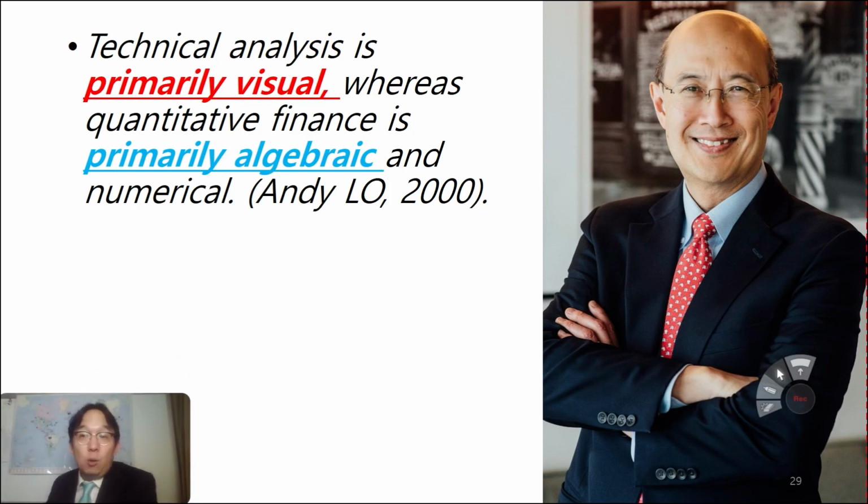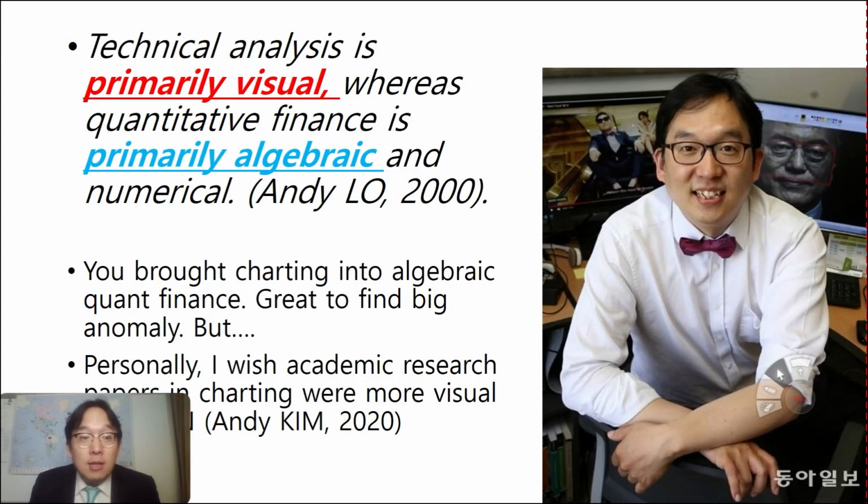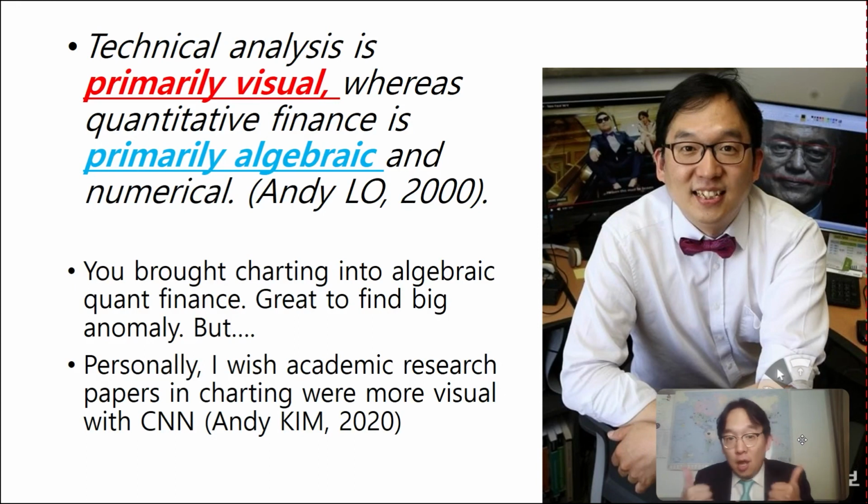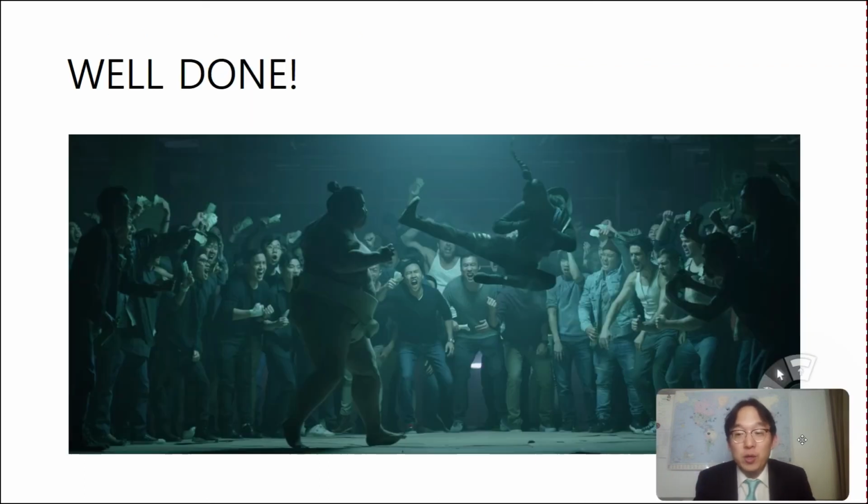Getting back to Andy Lo's comment, right? Technical analysis is primarily visual, whereas quantitative finance is primarily algebraic and numerical. And you brought charting into algebraic quant finance. That's a great contribution. Great to find a big anomaly. But personally, I wish academic research papers in charting were more visual with CNN, right? Just to be consistent with what they do.